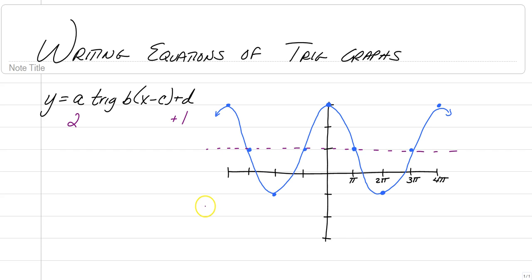Our b value. So remember, 2 pi divided by b is going to give us the period. So if we want to find the b value, we just switch those two. So b is equal to 2 pi divided by the given period. So in this graph, the period is 4 pi. So 2 pi divided by 4 pi is going to give us a b value of 1/2. So our 1/2 is not going to change either.